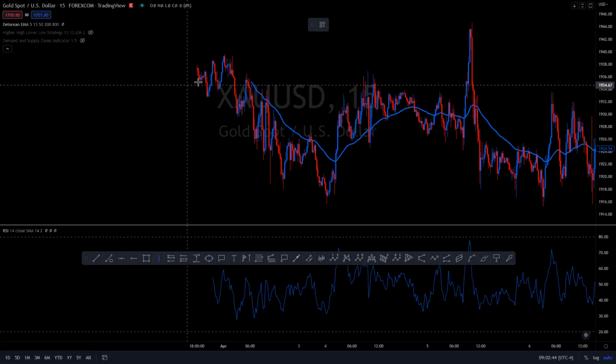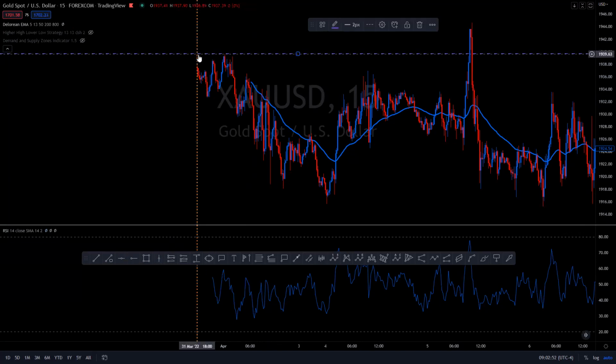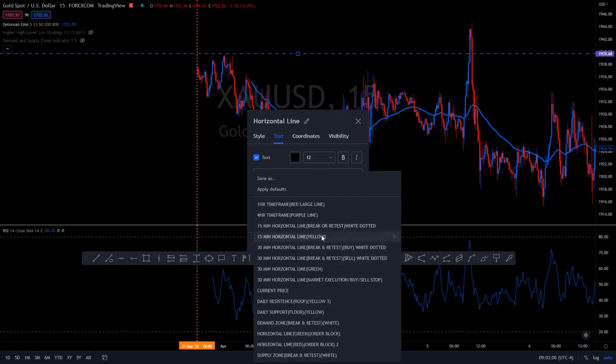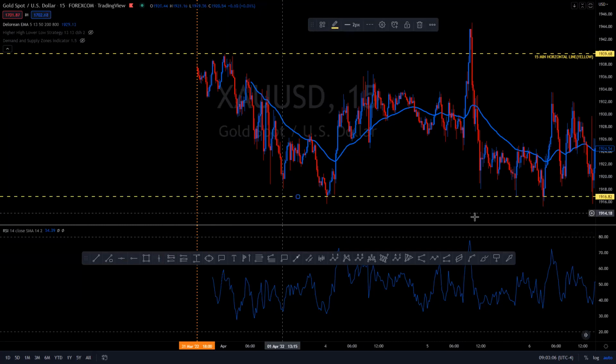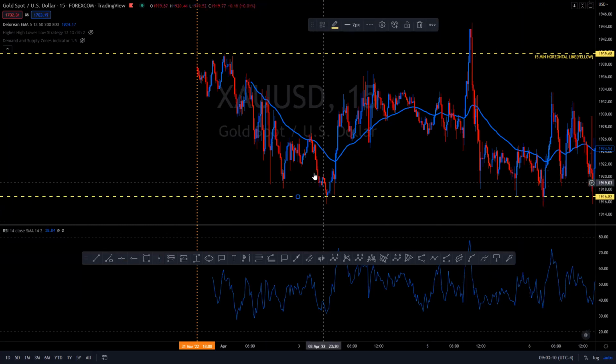All right, so we see that when price started here, it hit a supply zone up here. That's what made price ultimately push all the way down to this demand zone here. Let me change this to yellow. You see a good demand zone down here. That's why price respected this demand zone multiple times.